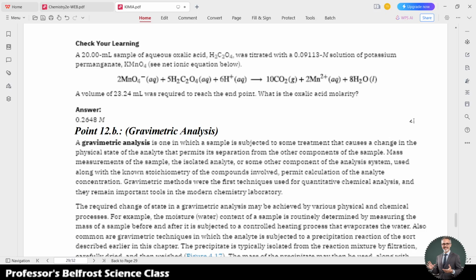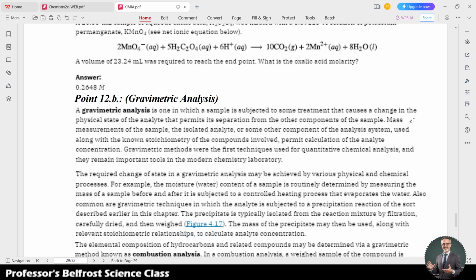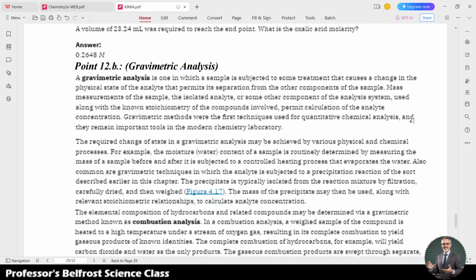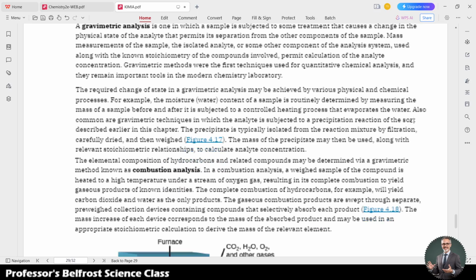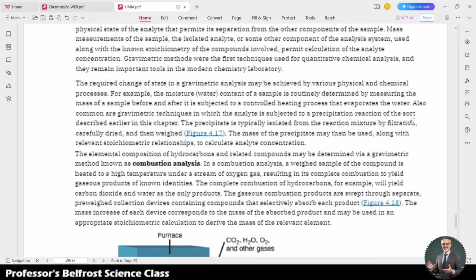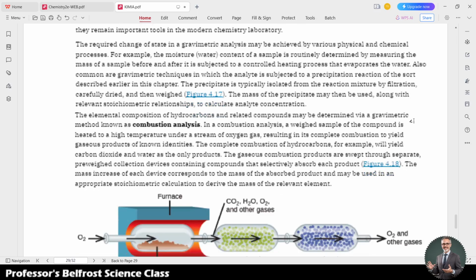The next one, gravimetric analysis. A gravimetric analysis is one in which the sample is subjected to some treatments that cause a change in the physical state of the analyte that permits its separation from other components of the sample. Gravimetric methods were the first technique used for quantitative chemical analysis, and they remain important tools in the modern chemistry laboratory.